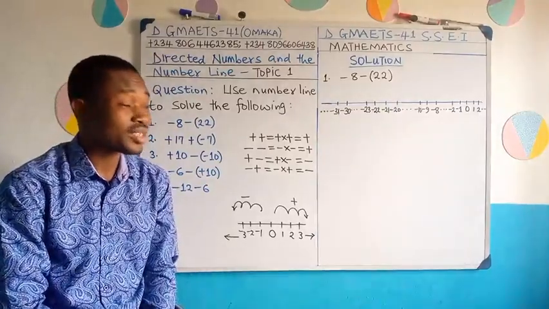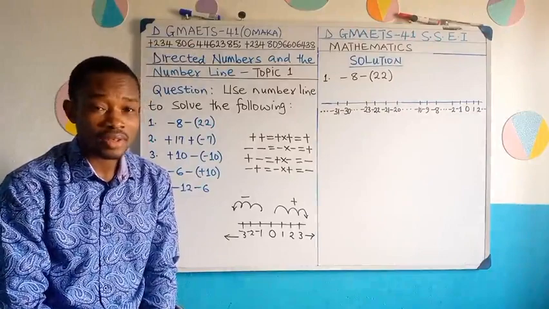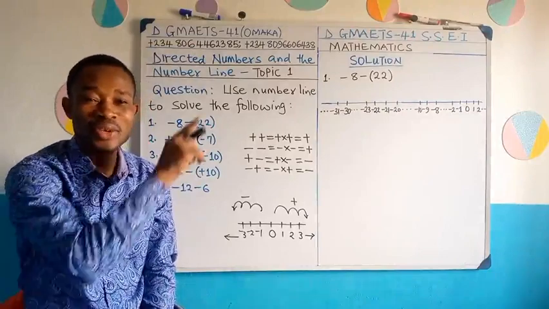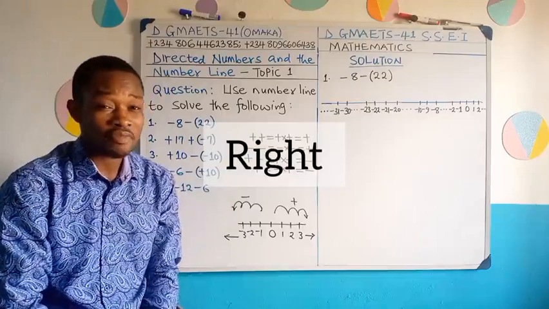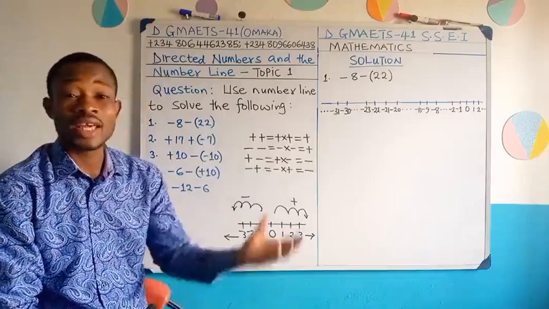Remember, when you're working on this number line, if you have plus, it means you are taking your movement to the what? Right. If you have minus, you are taking your movement to the left.